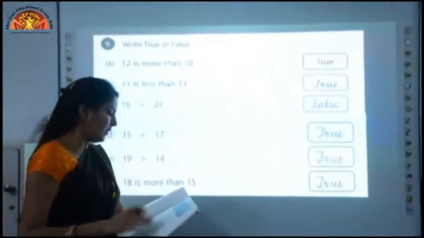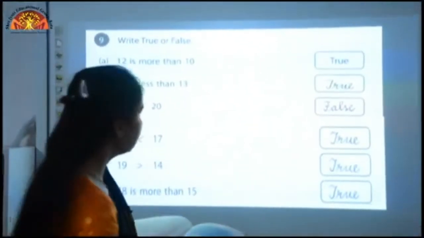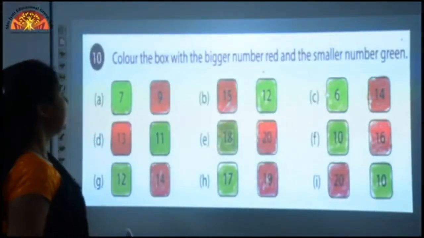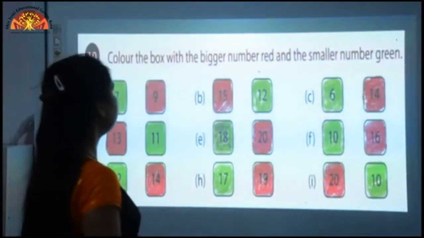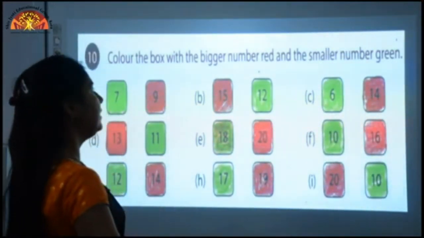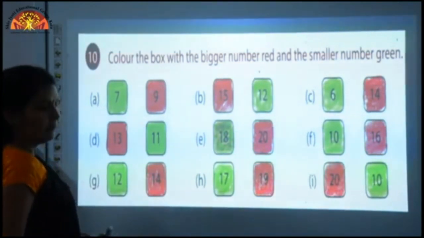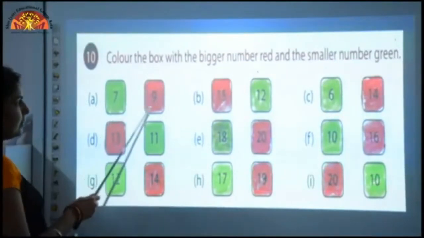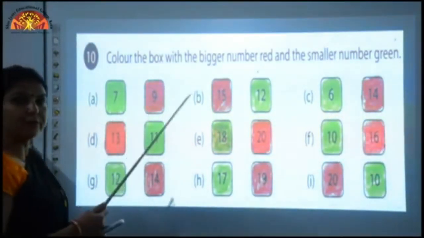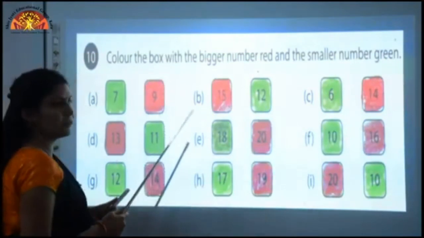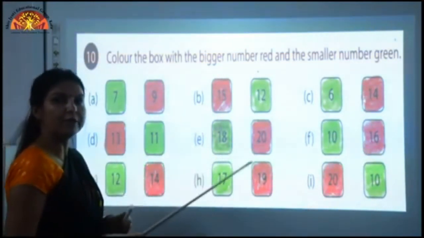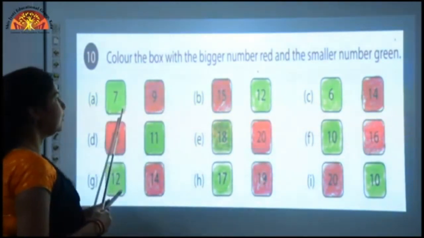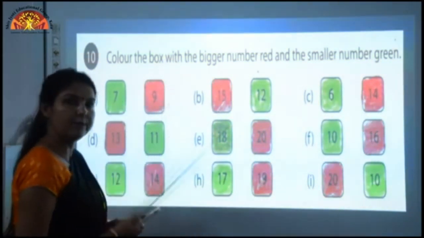Now come at the question number 10. 9 you can do yourself. Now come at the question number 10. Color the box with the bigger number red and the smaller number green. Here boxes are given and numbers are written in the boxes. Here 7 is written and here is 9. What you have to do? You have to color the boxes. The number which is bigger, you have to color in that box red, and the number which is smaller, you will fill the color green in that box.